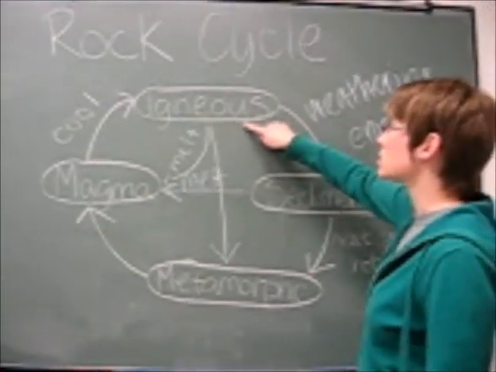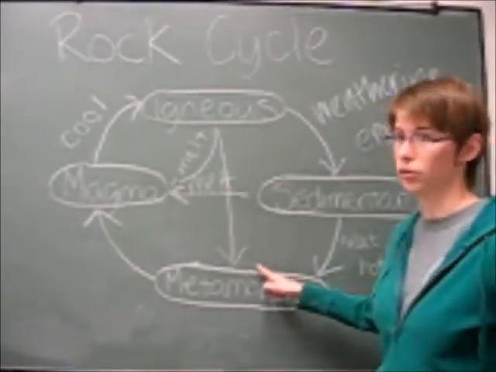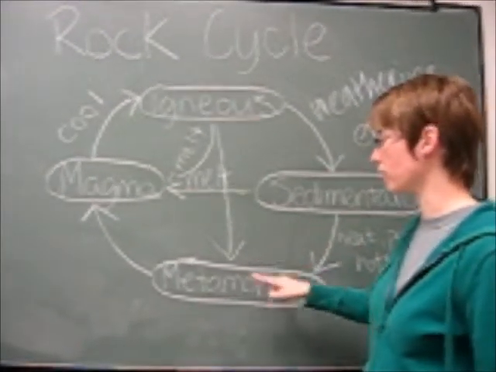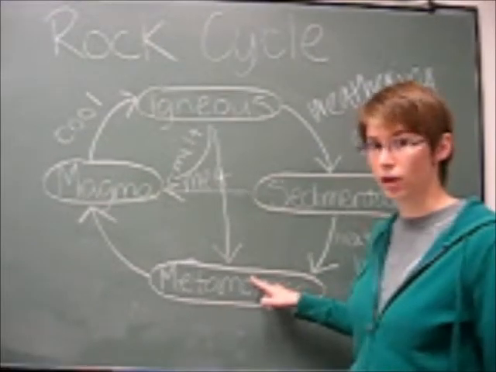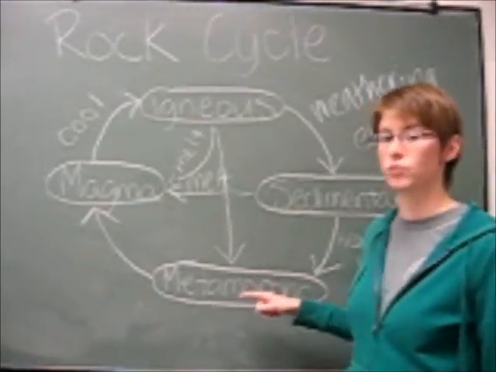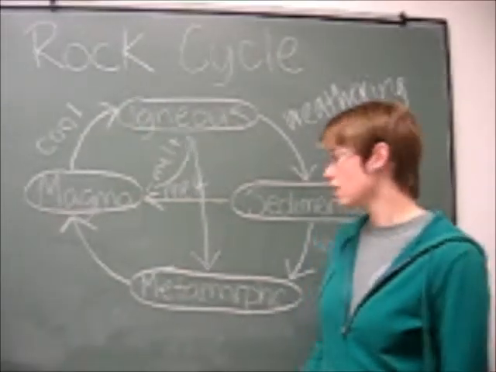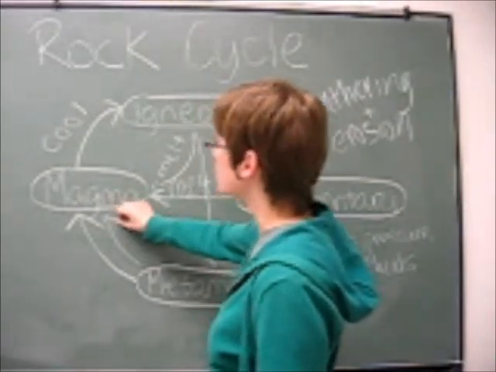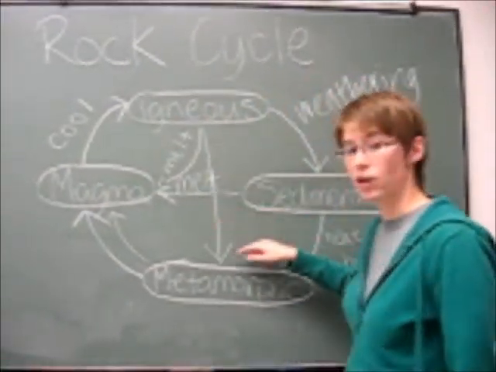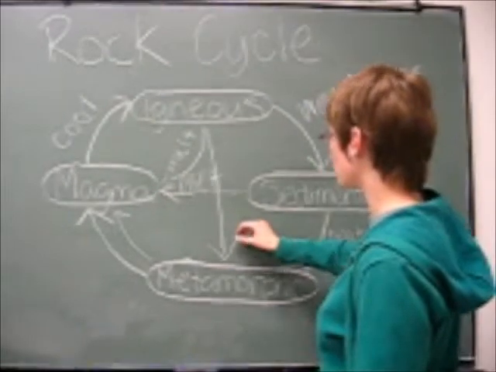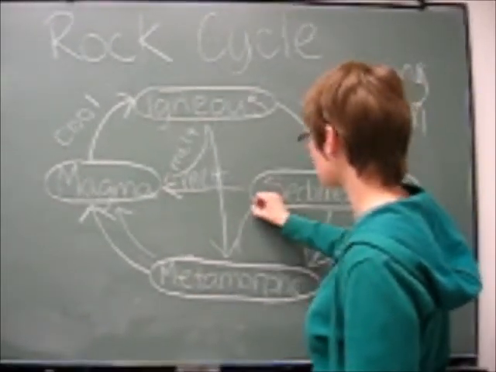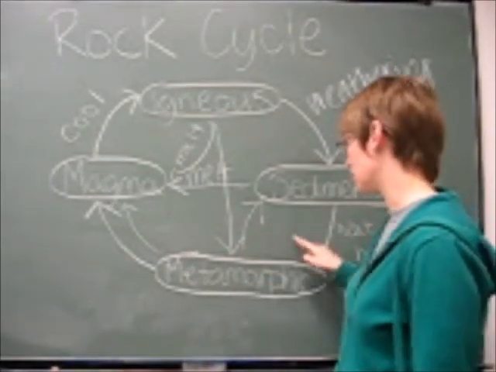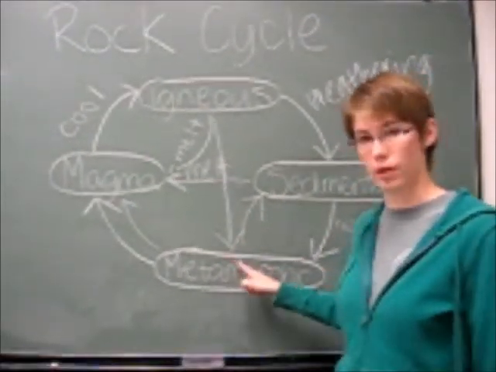So, igneous rocks can go through intense heat and pressure to form metamorphic rocks. Sedimentary rocks can go through intense heat and pressure to form metamorphic rocks. And previous metamorphic rocks can go through intense heat and pressure again to form new metamorphic rocks. Metamorphic rocks can remelt to form magma that will cool to form igneous rocks. They can also be weathered and eroded to form sedimentary rocks. And, of course, like mentioned before, they can be put through intense heat and pressure to become metamorphic rocks again.